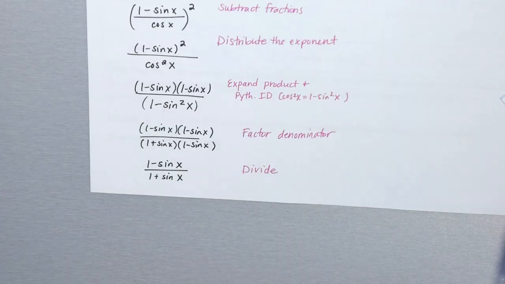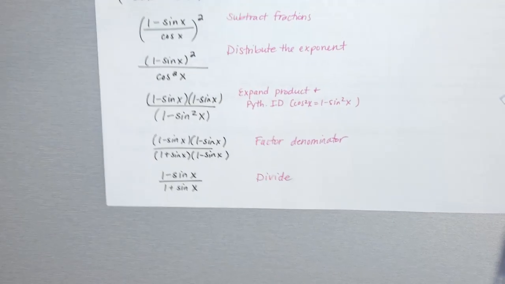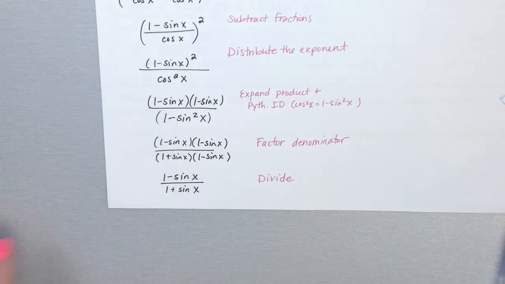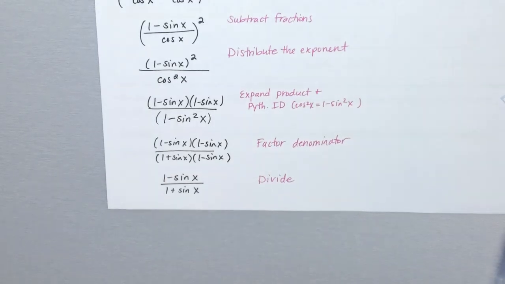Okay, so now we've seen a little bit of everything. Multiplying by the conjugate. We have those different identities. We've subtracted fractions. Okay, we've done factoring. So you've seen a little bit of everything that is on that list.